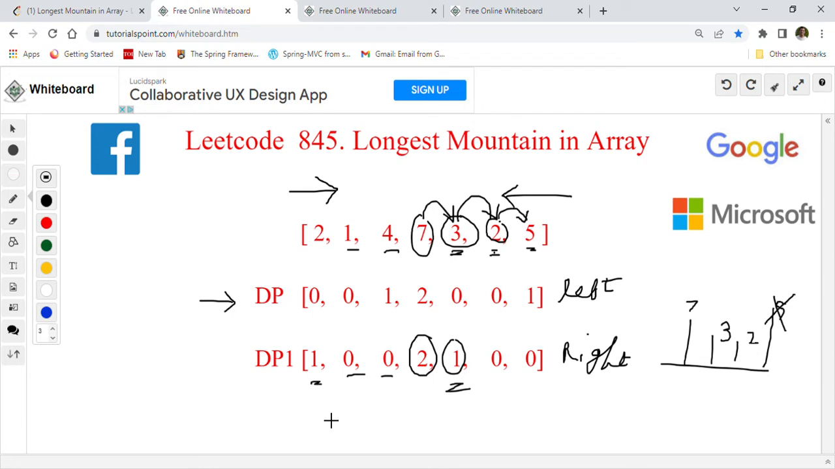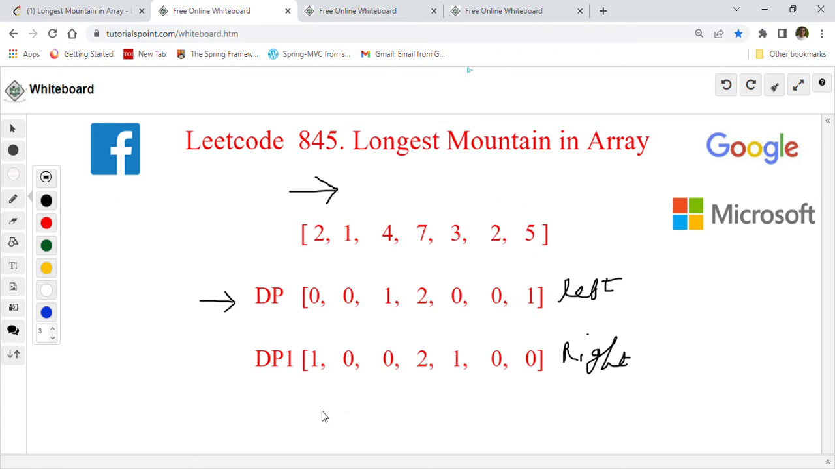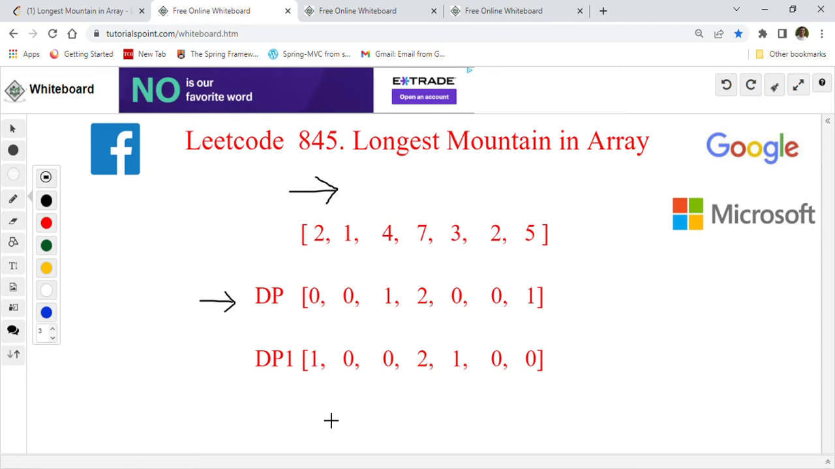So this way we have now created two DP arrays. One is left array and one is right array. So now I hope it is clear to you. So I'll just remove all this coloring. So now this is our left array that we created. This is our right array. So what the left array tells us is, for every number, how many elements are there on the left side that are contributing into our mountain array.